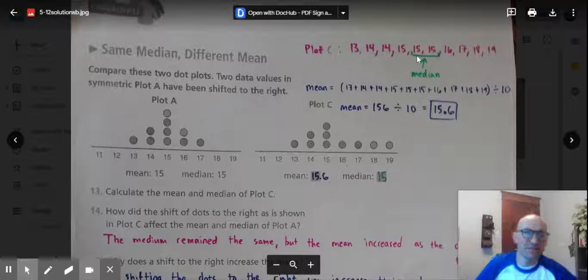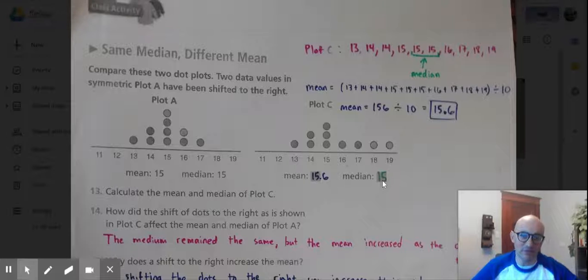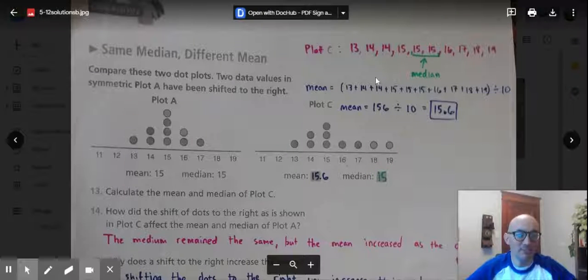Remember, the median, that's the easy one. We're just looking for the middle value. And in this case, it's two middle values, which is 15. So 15 plus 15 is 30. 30 divided by 2 is 15. We knew that. The median is 15. So there we have it. I wrote it down right there. Okay, that part's pretty easy.